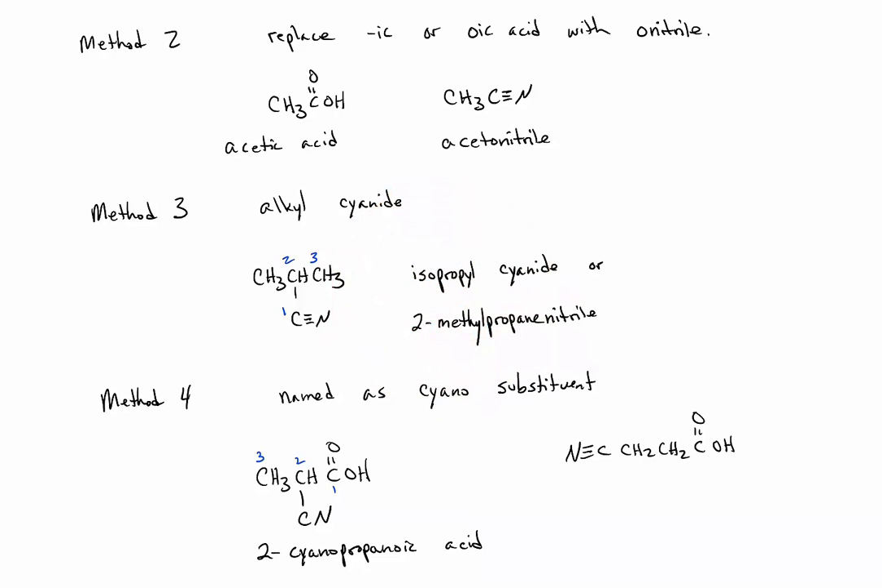Now hopefully you can see from the previous example that the cyano includes the name of the carbon and the nitrogen. So if we name this as a cyano substituent of a carboxylic acid, it is a 3-carbon carboxylic acid, and so this would be 3-cyanopropanoic acid.